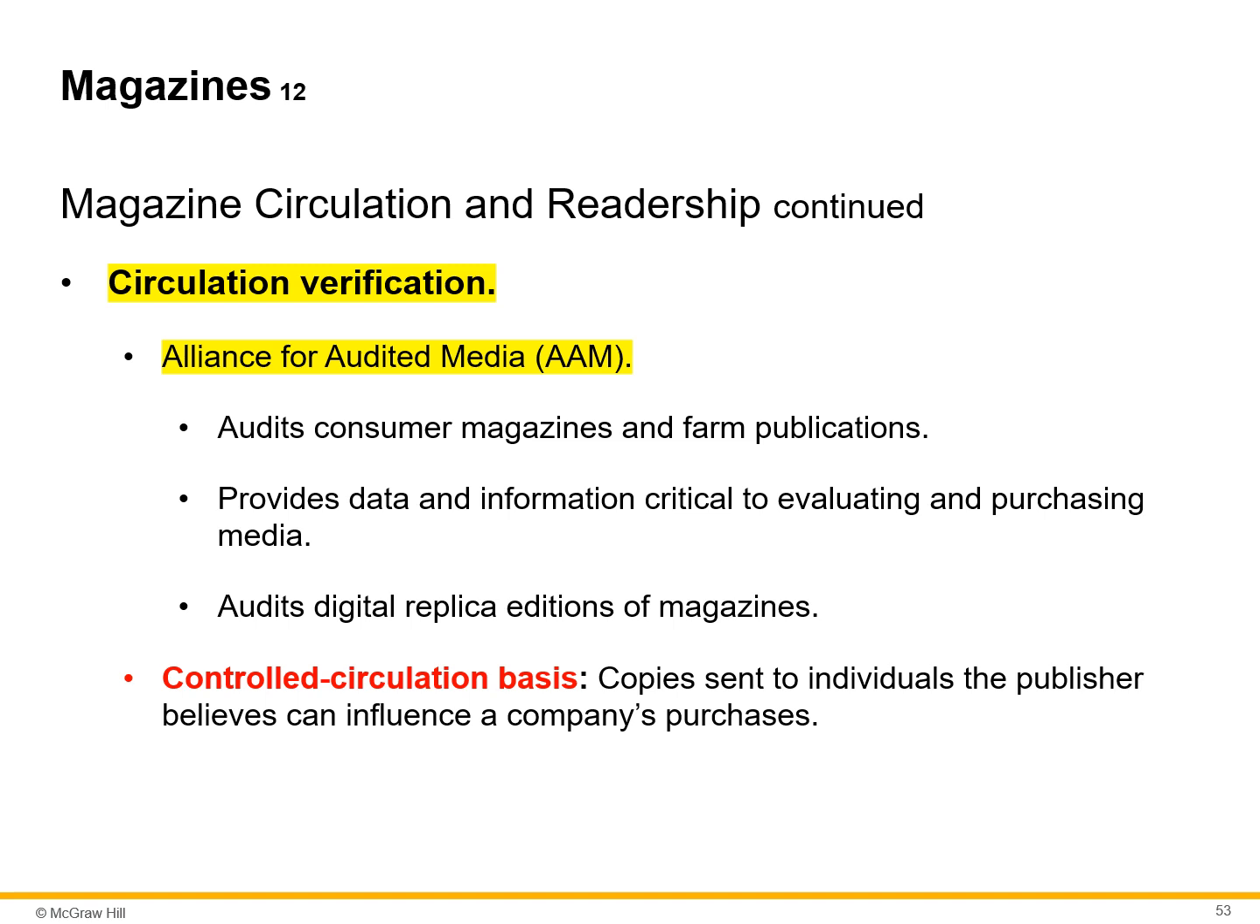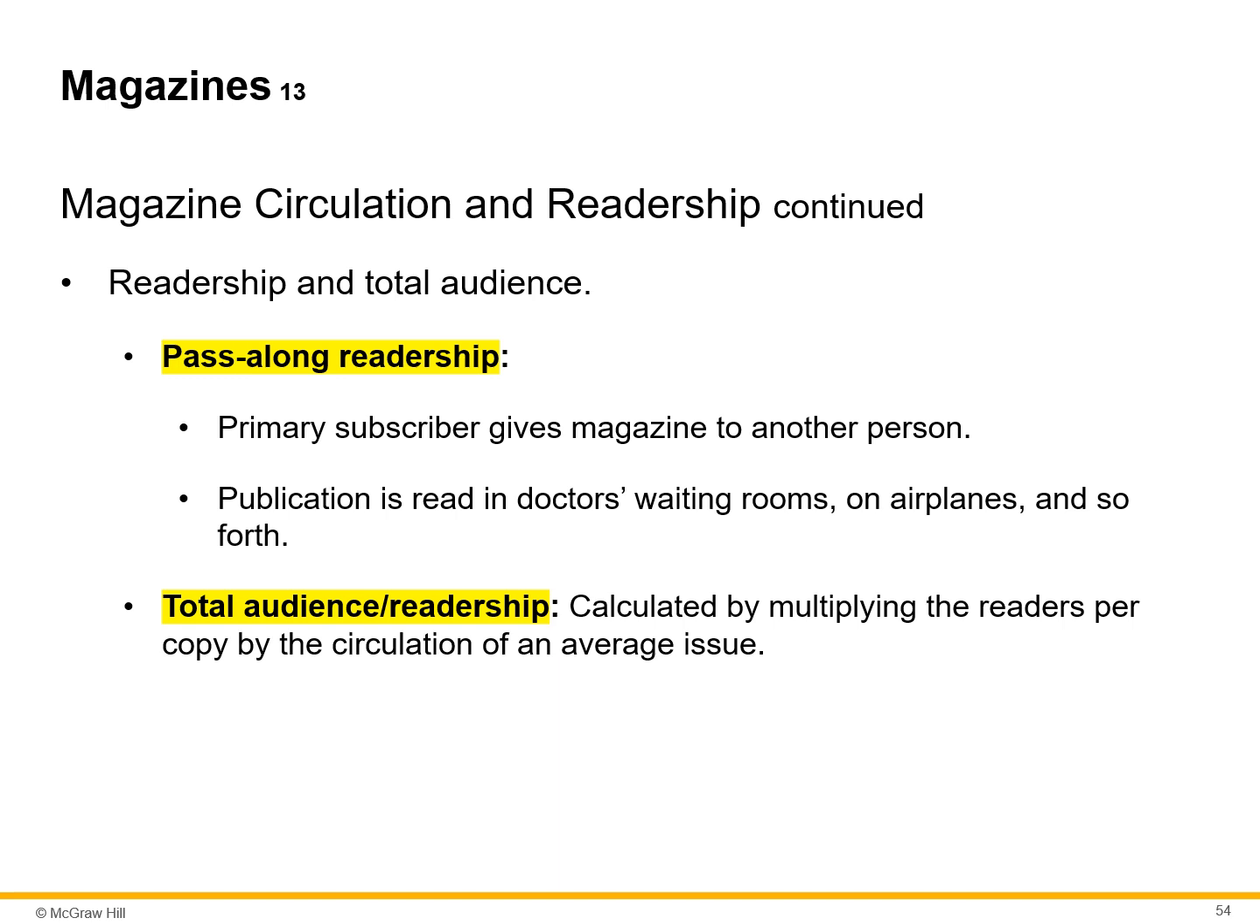Circulation verification: there are agencies that verify circulation, like the Alliance for Audited Media, AAM. Now, AAM is not an air-to-air missile. It's the Alliance for Audited Media. There is also a controlled circulation basis, where a copy is sent to individuals the publisher believes can influence companies' purchases.